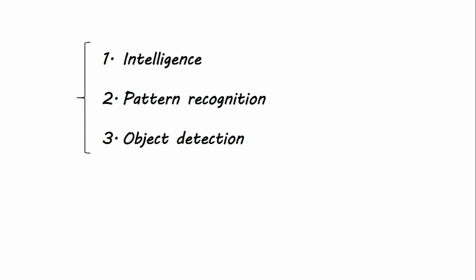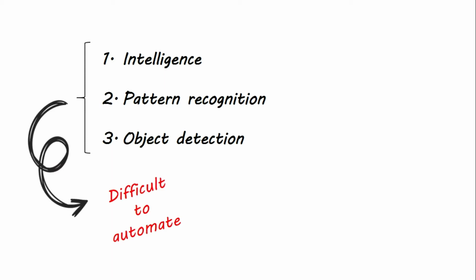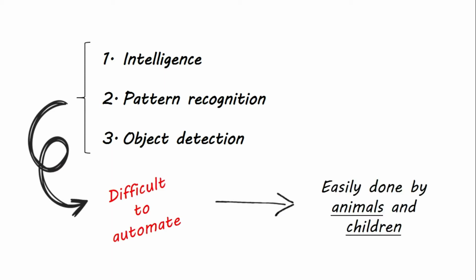Now I want to start with a discussion of artificial neural networks and how they're inspired by the real-life biological neural network in our own body. Many tasks that involve intelligence, pattern recognition, or object detection are extremely difficult to automate, but seem to be performed easily by animals and young children. For example, your pet can easily recognize you as the owner from a total stranger.